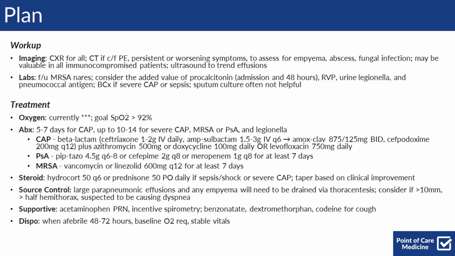For supportive care, you can give acetaminophen for fevers and incentive spirometry to prevent atelectasis. You can also give benzonatate, dextromethorphan, or codeine for cough. Though be careful about preventing patients from bringing up their own secretions. In general, patients can be discharged when they've been afebrile for 48 to 72 hours and they're at their baseline O2 requirements and have had stable vitals.